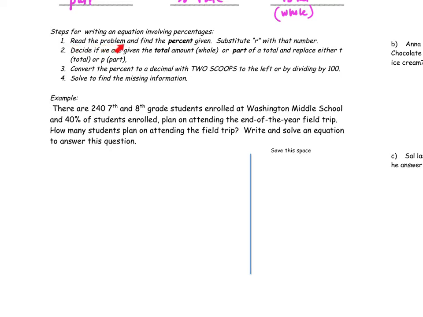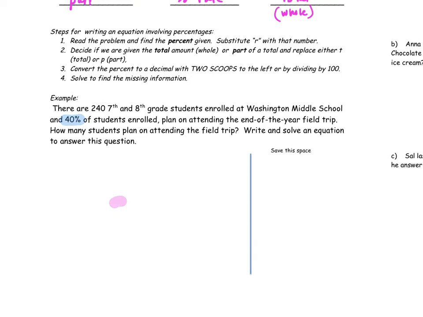It says read the problem and find the percent given. Substitute R with that number. Now, you do not have to do this first. It's just a suggestion because often that's the easiest and most obvious number to find because we see a percent symbol. So right now, let's highlight that. We see this percent. So they've told us that. The directions go on to say, step 2, decide if we're given the total amount or part of the total and replace either the T or the P for part.